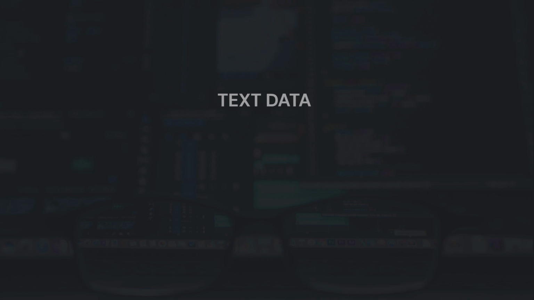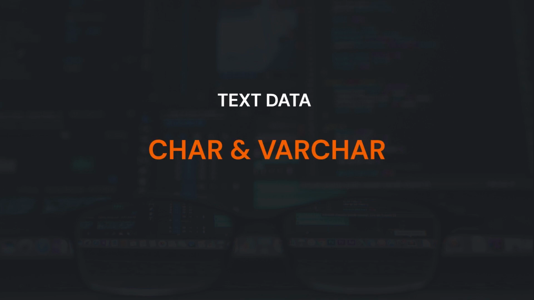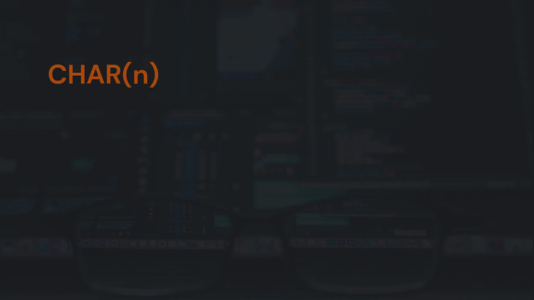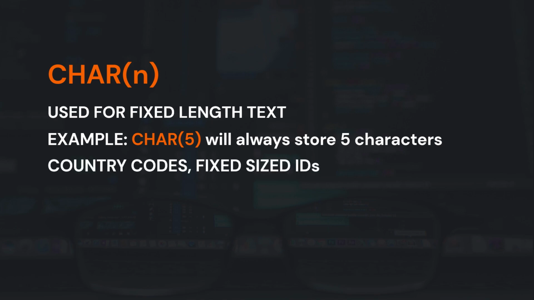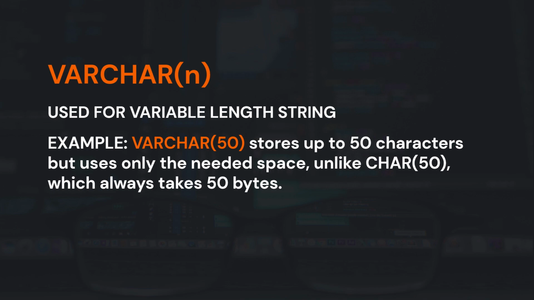Moving on to text data, we have char and varchar. Char is used for fixed length text, meaning if you define char of length 5, it will always store 5 characters, even if the actual text is shorter. This makes it useful for things like country codes or fixed size IDs. On the other hand, varchar is a variable length string, meaning it only takes up as much space as needed, making it perfect for names, email addresses, and descriptions where the length can vary.